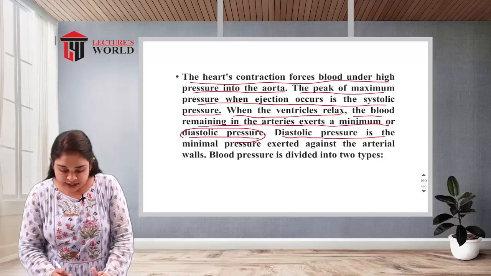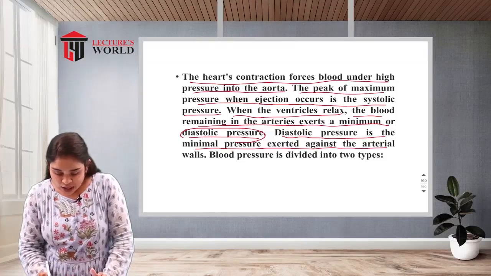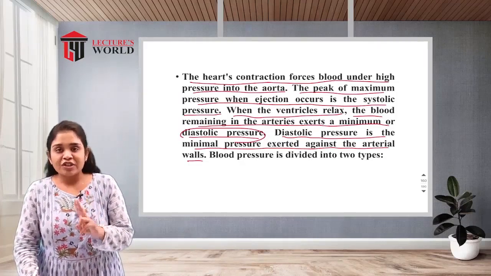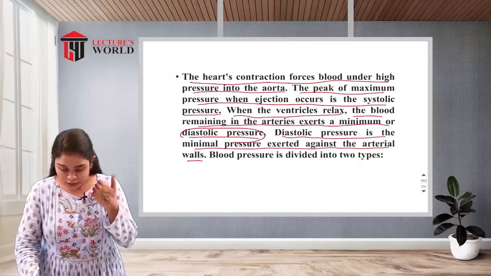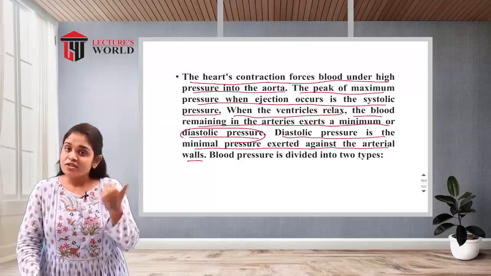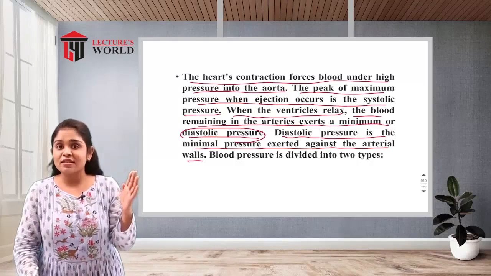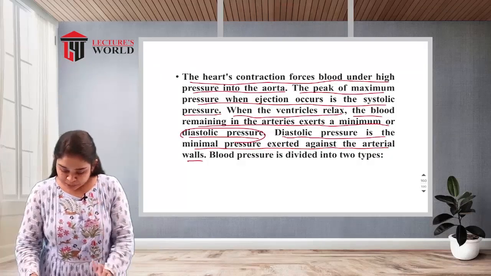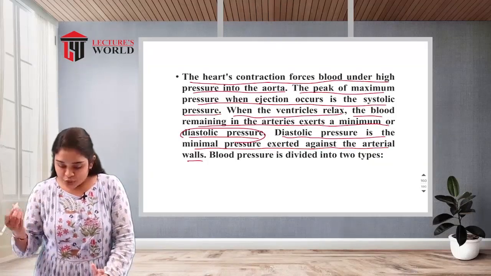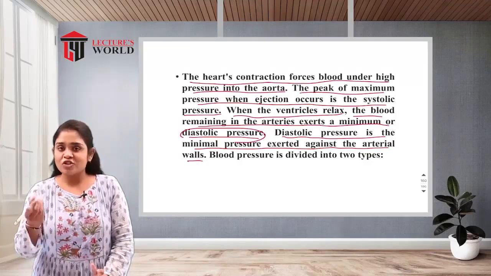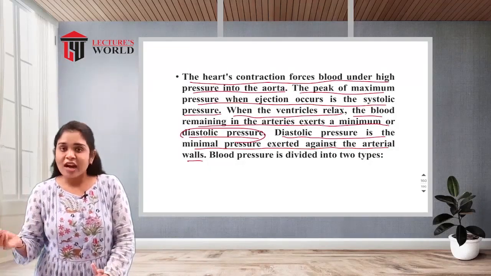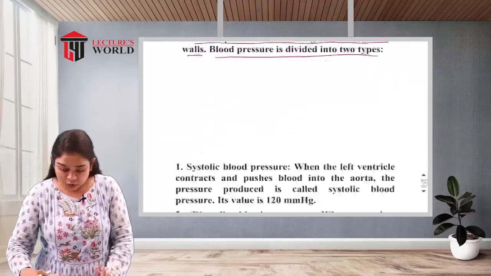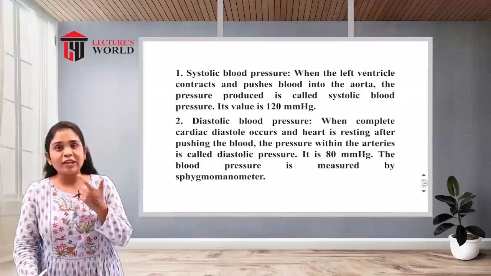Diastolic pressure is the minimal pressure exerted against the arterial wall. So there are two types of pressure, diastolic and systolic. Systolic is the peak one, and diastolic is the minimum one, exerted against the arterial wall. Blood pressure is divided into two types, as I said earlier, systolic and diastolic.